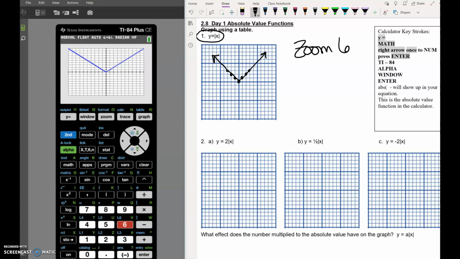If you get an error, if you try to graph and it says error, go back into y equals and see if one of those plots was on the top, because that's usually what brings you the errors.